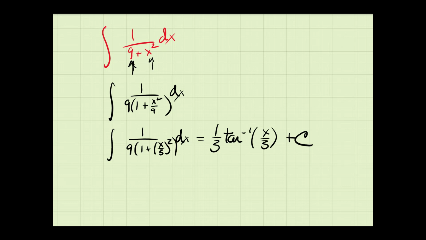And you can verify that. Let's take the derivative of this now. 1/3 times 1 over 3, 1 plus x over 3 squared. Which when I simplify this, I get 1 over 9 times 1 plus x over 3 squared.